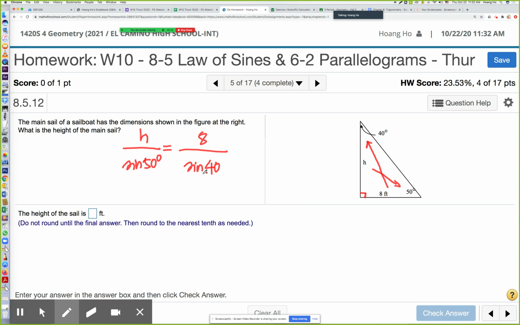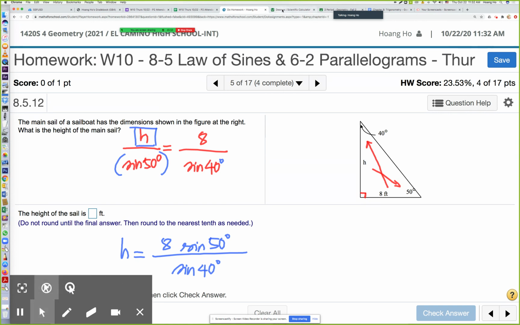You cannot use the Pythagorean theorem because you only know the value of one side. You don't know the hypotenuse, so you have to use the law of sines. As you see, h is the only thing unknown. So I will cross multiply sine 50 degree to the top on the right side. So let's write down over here: h equals 8 times sine of 50 degree over sine of 40 degree. So all you need to do is punch the calculator and then you're done.